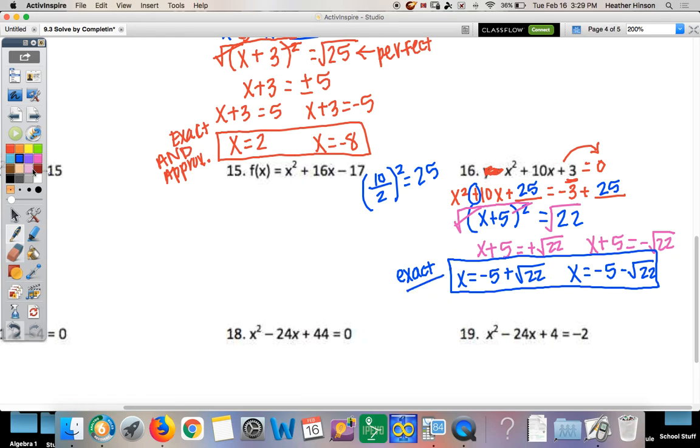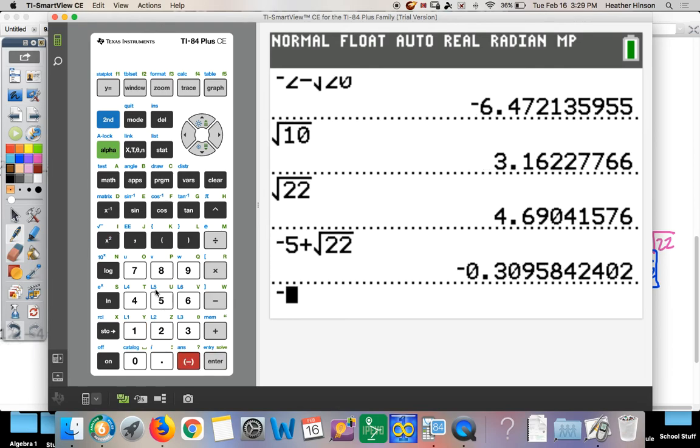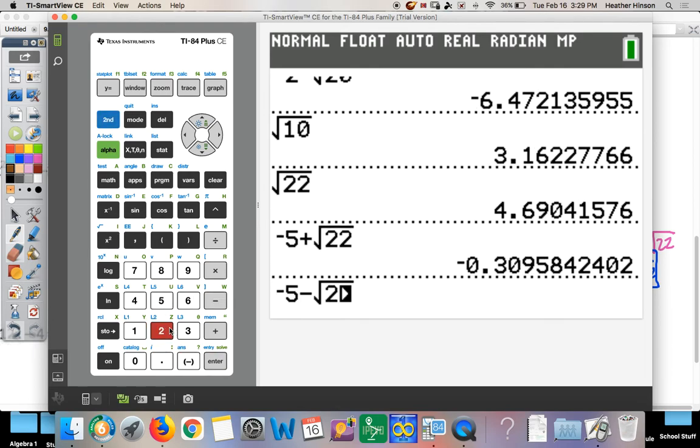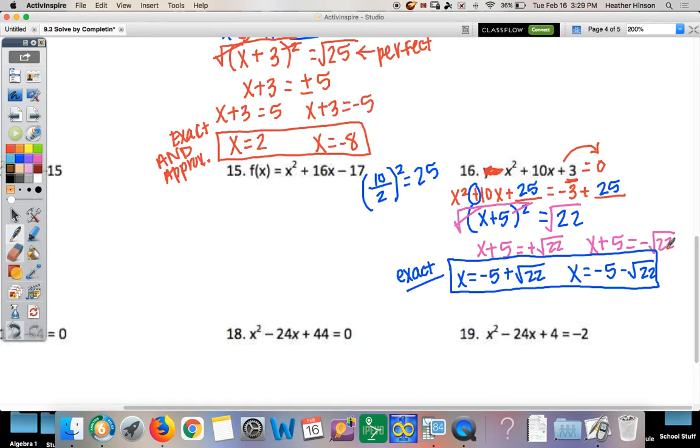How do you get your approximate? You plug it in the calculator. Negative 5 plus square root of 22 and negative 5 minus square root of 22. Round it off to 2 decimal places, so negative 0.31 and negative 9.69. So x equals negative 0.31 and x equals negative 9.69. Those are your approximate solutions. Okay, so you all try the rest, and good luck.